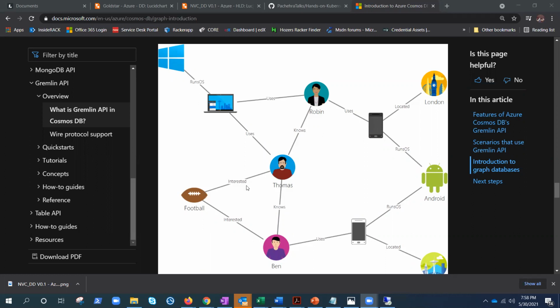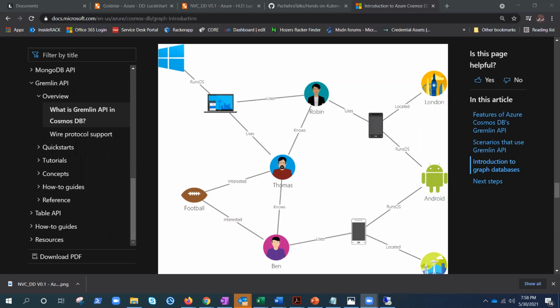So all these objects like Robin, Thomas, football, these are called vertices in the graph model, and these lines which make the relationship like knows, interested, and uses are known as edges. Okay, so knows is an edge or a relationship between these two objects.